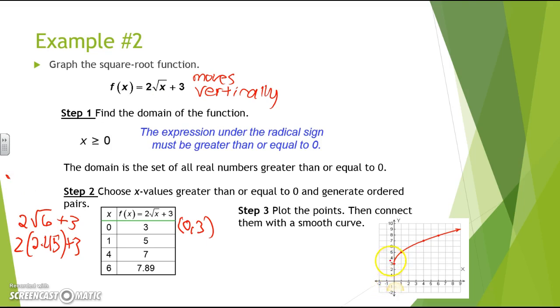So here I have 0, go up to 3 and put a point. Then I have 1, 5. Then I go over to 4 and go up to 7. And then I move over to 6 and just estimate the best you can. 7.89 is closest to 8, so notice they estimated a point at about 7.89. And then they connected the points to draw your line. So this is the graph of a square root function.